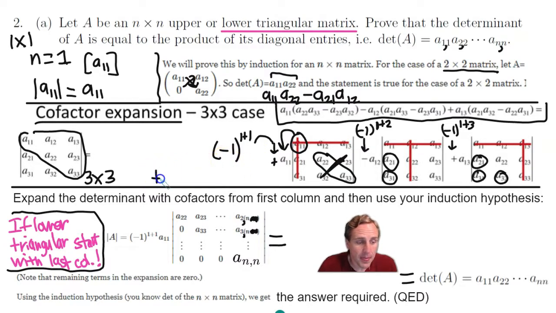+1 times A11, A22, A33. So notice this formula seems to work if you have a 3x3 matrix.